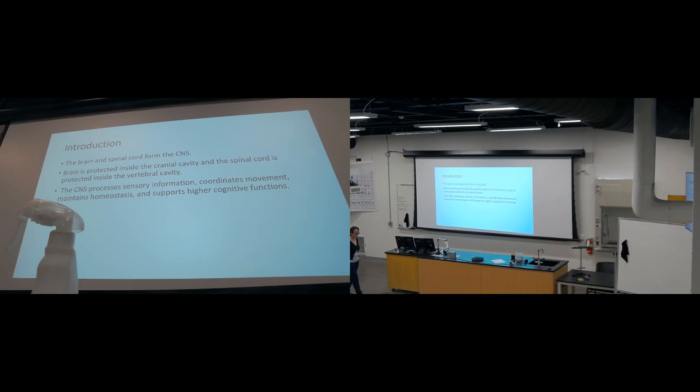So you saw this before. The brain and the spinal cord form the CNS, the central nervous system. The brain is protected by the skull bones. It's located inside the cranial cavity. And the spinal cord is protected by the vertebrae. It's located inside the vertebral cavity.